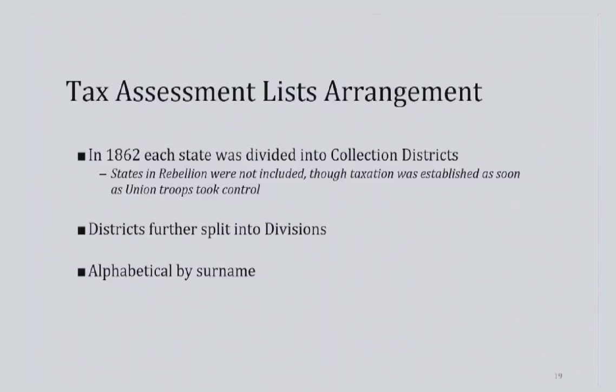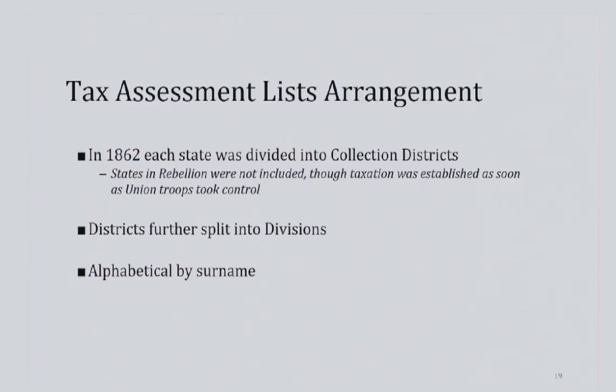In 1862, the Commissioner of Internal Revenue divided each state and territory not in rebellion into collection districts. States that seceded began being taxed as soon as Union troops established control. There could be as few as one district and no more than the number of congressional representatives for each state. Though the collection districts would shift dramatically over the course of the 19th century, this mostly happened after the Civil War tax assessment list series ends. Still, researchers may want to be aware of that possibility.